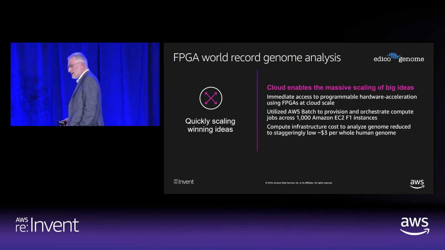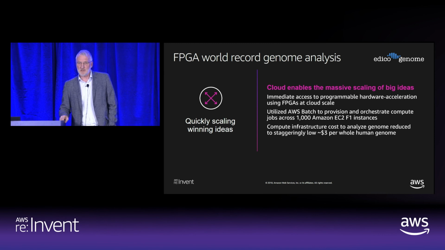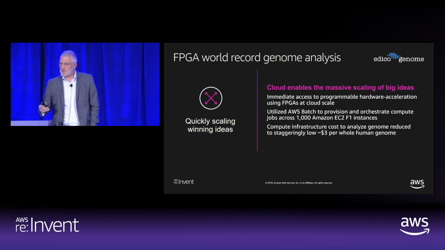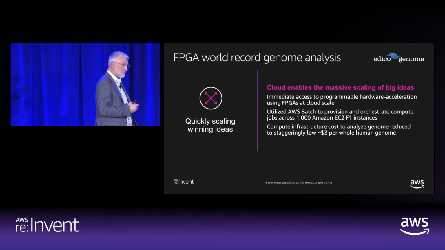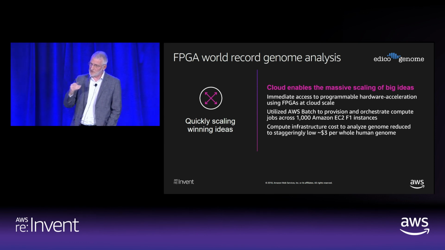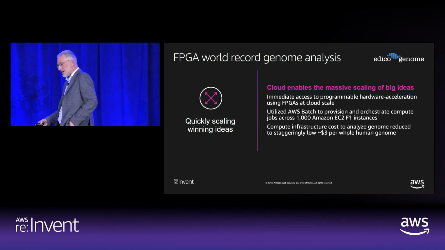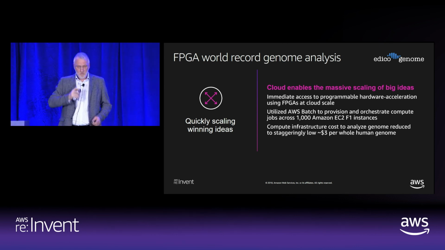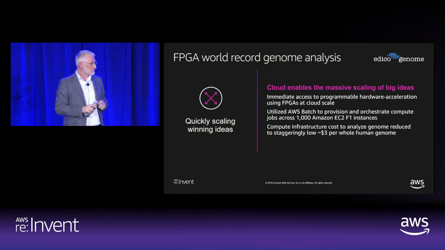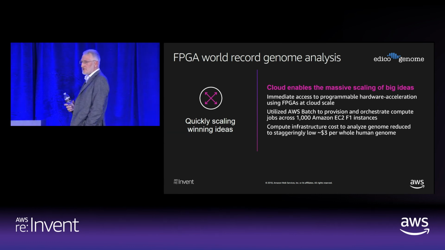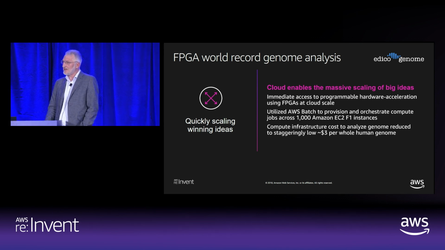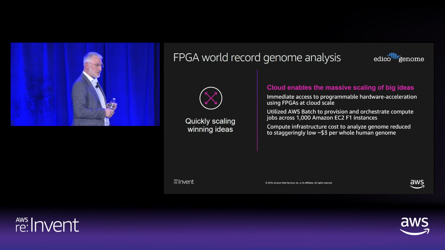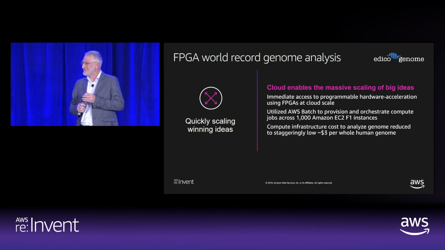Edico Genome needed a way to reduce costs on their analysis of the human genome. And by using field programmable gate arrays, the F1 series in the cloud, they were able to drive the cost down to $3 in compute time per genome. If you think about it, in 2008, the cost of creating a human genome was $10 million. Now, 8 years later, just the CPU portion, there are other costs, it's $3.